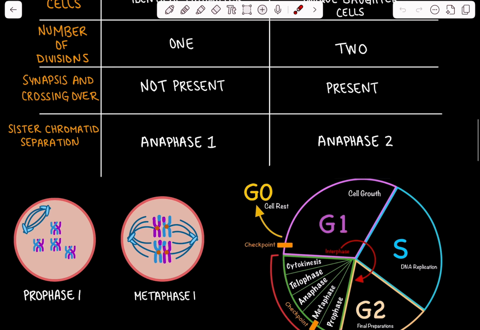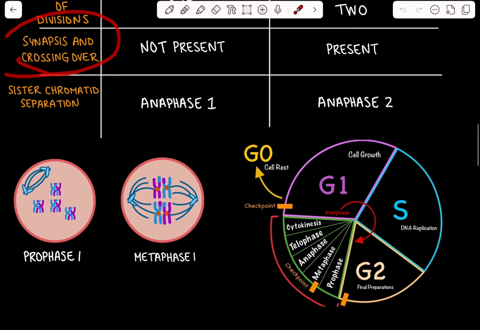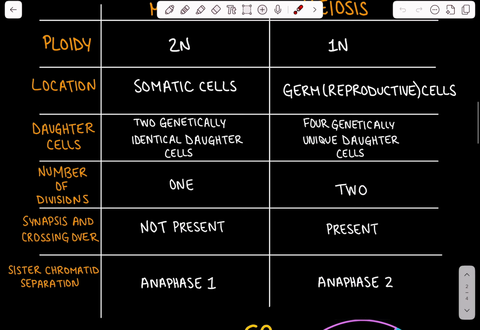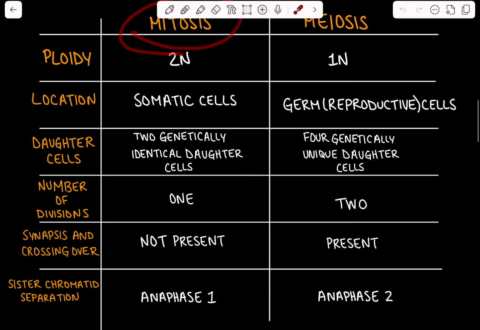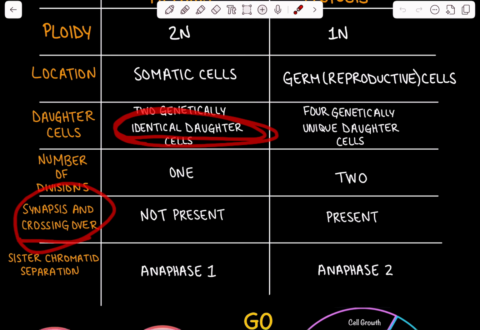Now, this synapsis and crossing over of chromosomes only occurs in meiosis, because in meiosis, we want to produce those genetically unique daughter cells, whereas in mitosis, we want to produce genetically identical daughter cells, so that is why we do not see synapsis and crossing over in mitosis.